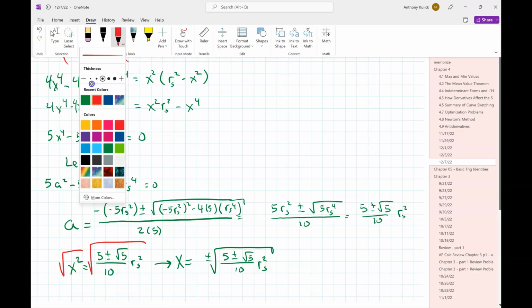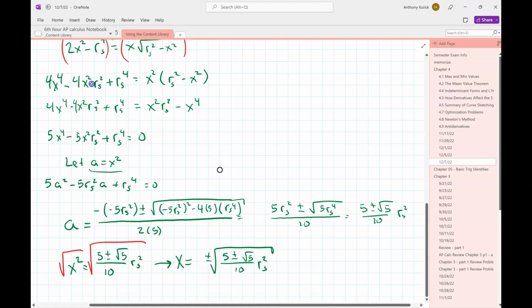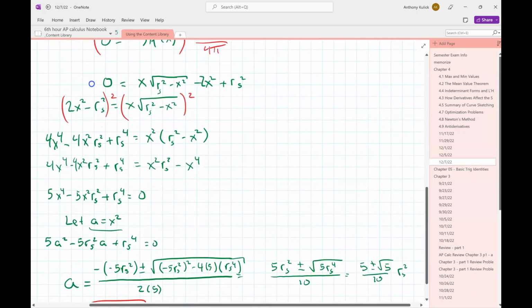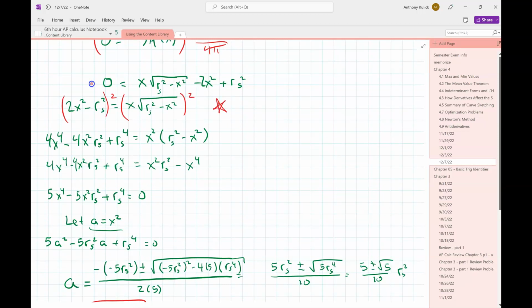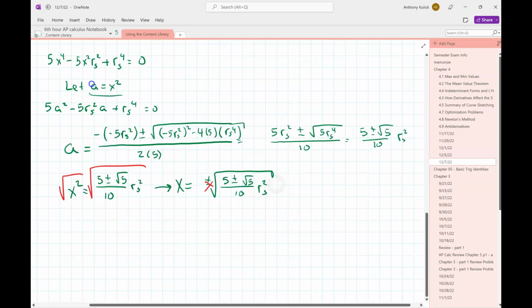So I have 4 solutions here, correct? Now this one I can immediately discard. Why can I do that? Because it's not in the domain of x, right? X had to be greater than or equal to 0. So now I'm down to 2 solutions here. What I need to do is go back to this equation before I've square rooted it and check to see if these both satisfy.